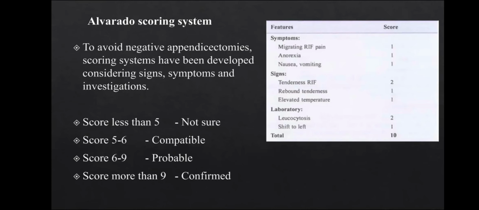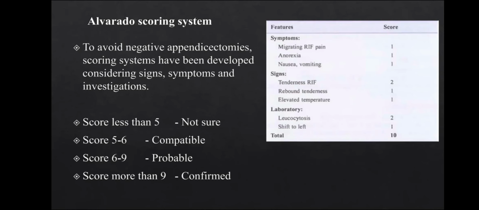Then according to certain signs: first is tenderness in the right iliac fossa, the typical position, and if there is tenderness in the right iliac fossa, the score is 2. Then rebound tenderness: when we have palpated deep, and suddenly remove the palpating hand, there is aggravation of pain. That is the rebound tenderness. If that sign is present, it is given 1.